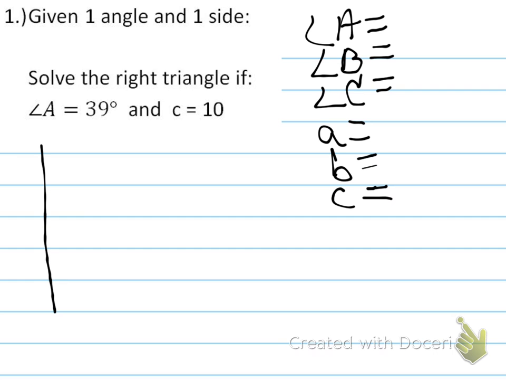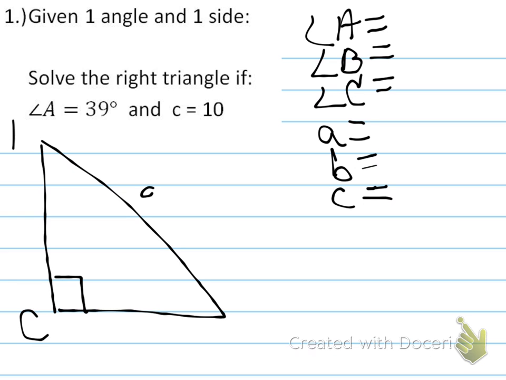So the first thing that you need to do is draw a triangle. Forgive my right triangle, but that square signifies that it is a right triangle. So I'm going to label this angle C and this side C. Let's label this angle A and side A, angle B and side B. So I've already given to you that angle A is 39 degrees and that side C has a length of 10. So it's our job to figure out the rest of the triangle.